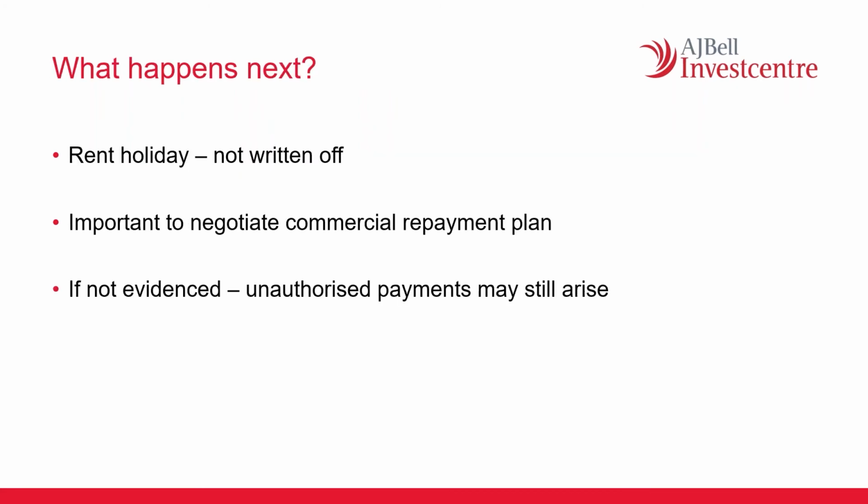The question then really is what happens next? It's important to remember it's a rent holiday. It's not written off. The rent is going to be due at some point in the future. It's going to be really important when these agreements come to an end to negotiate a commercial repayment plan. Unless HMRC tells us anything different, which I'd be quite surprised at, we are still going to need evidence of a commercial repayment plan when this agreement comes to an end, which I say is October at the moment.